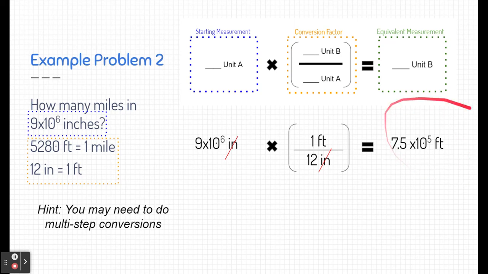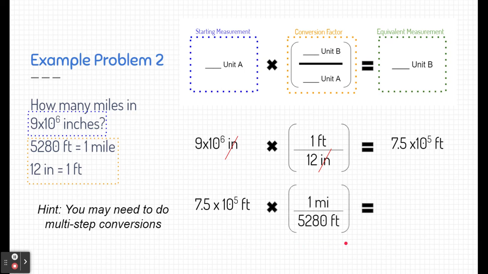Next, we're going to take our previous conversion and we're going to use it in a new conversion. So 7 times 10 to the 5 feet multiplied by a new conversion factor where we're going to convert feet to miles looks something like this. Because we know 1 mile is equivalent to 5,280 feet, we're going to put feet on the bottom from this conversion factor so we can cancel out the feet and we're left in miles. If we were to plug this into our calculator, then our answer would be 142 miles.